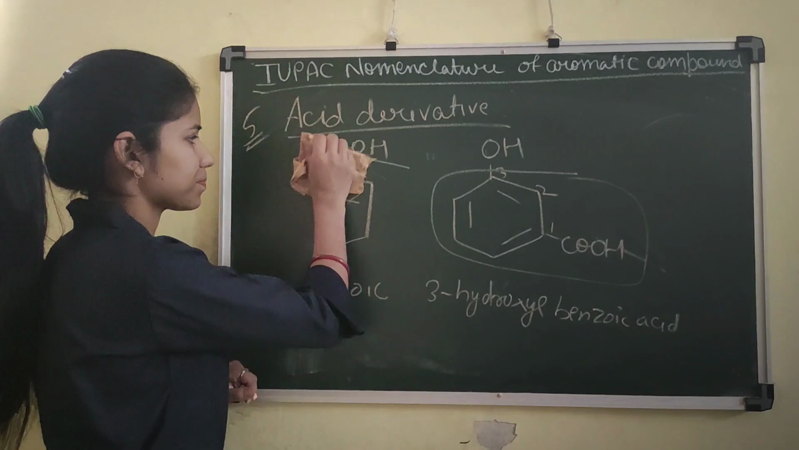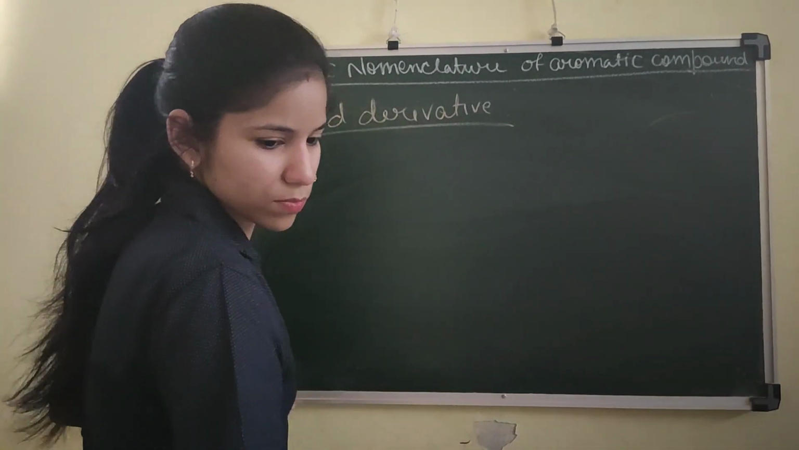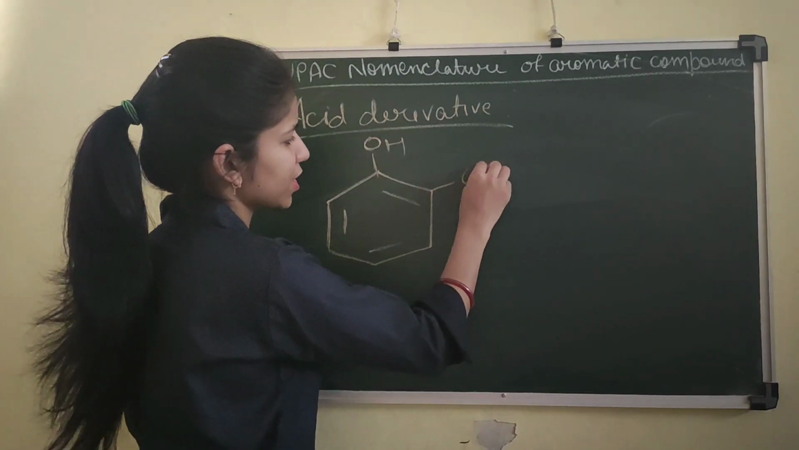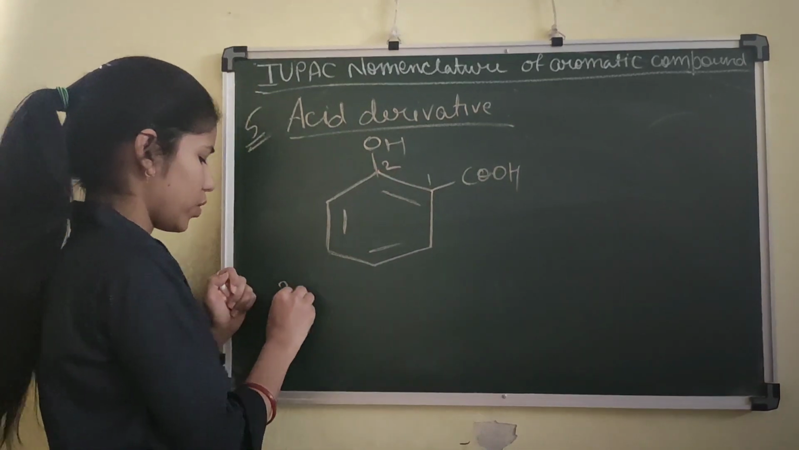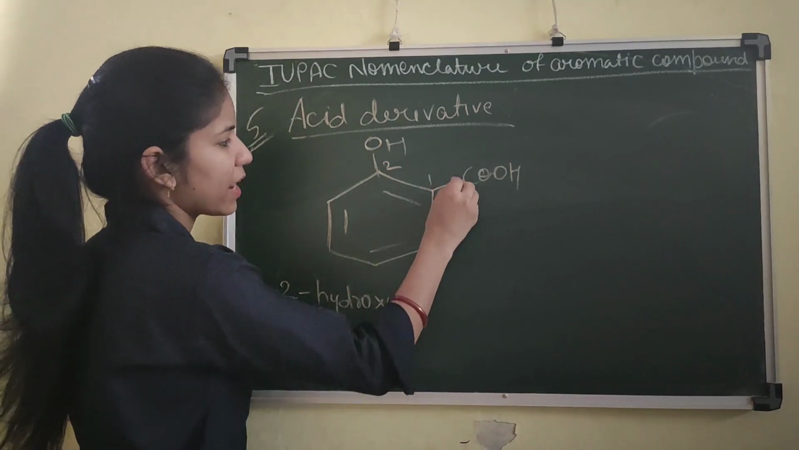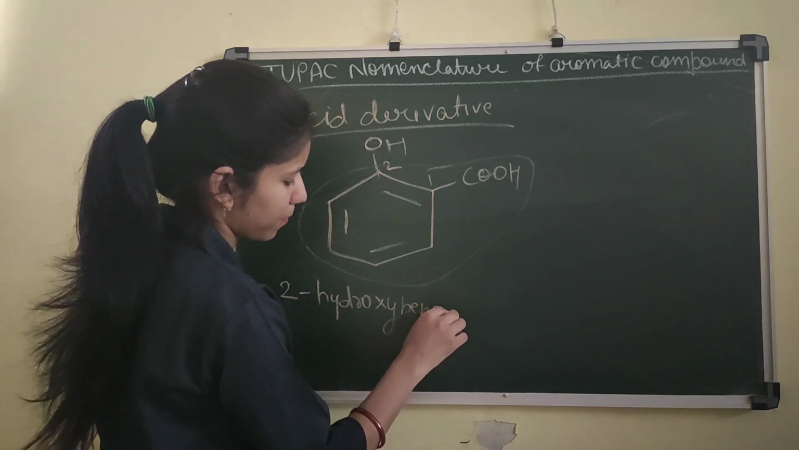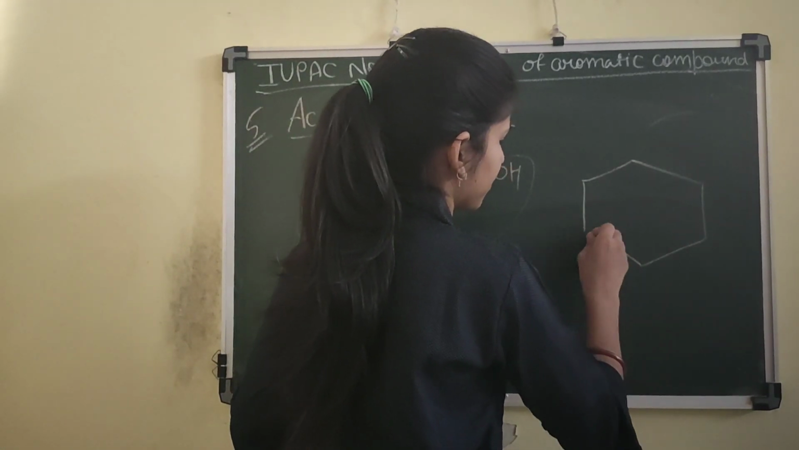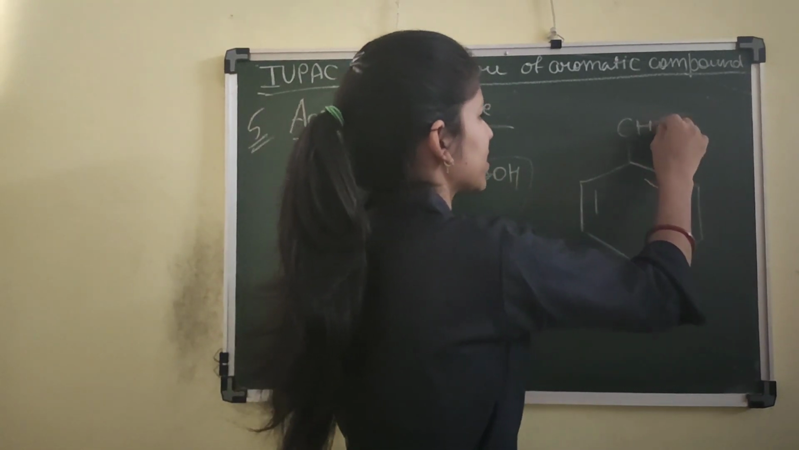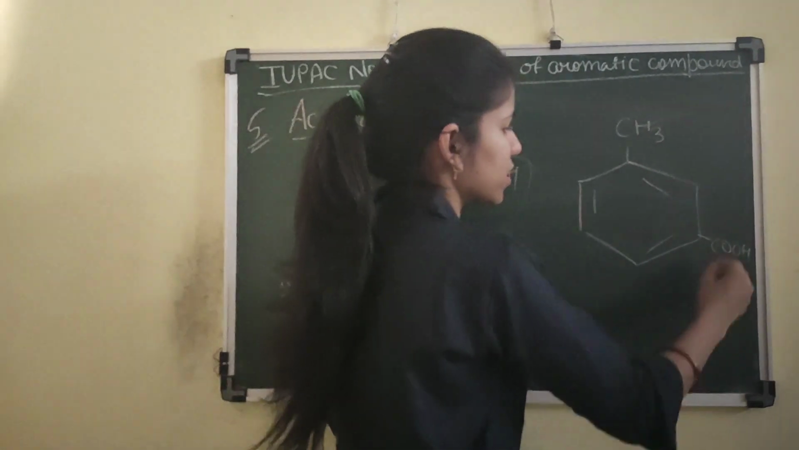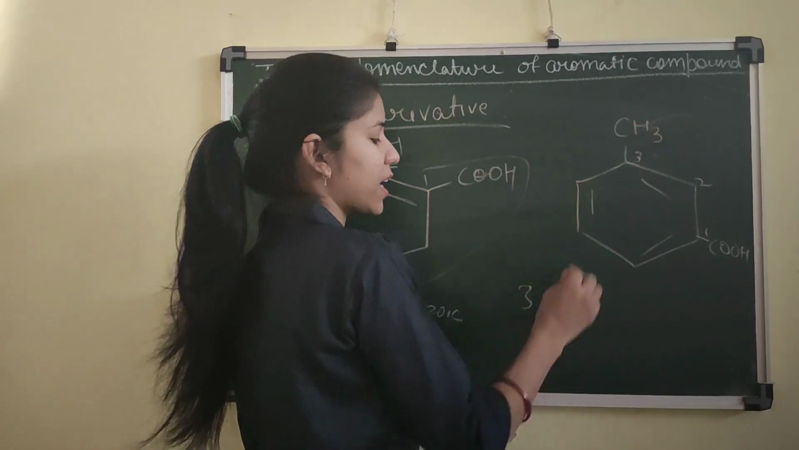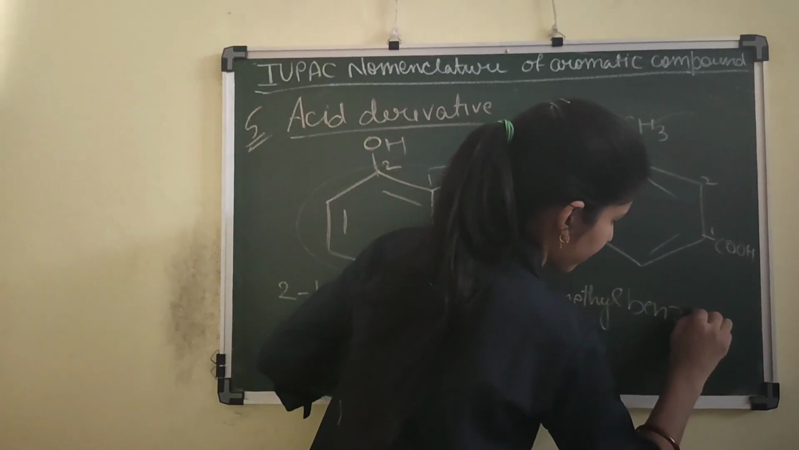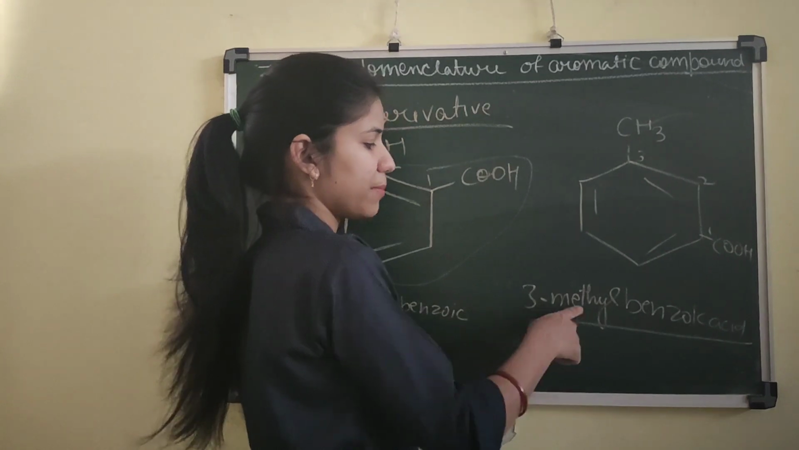Now the next example: if OH is present here and COOH is here, so this is called 2-hydroxy, and this is benzoic acid. And the next example: CH3 is present and COOH is present. So numbering 1, 2, 3, 3-methyl, and this is benzoic acid. So this is called 3-methylbenzoic acid.